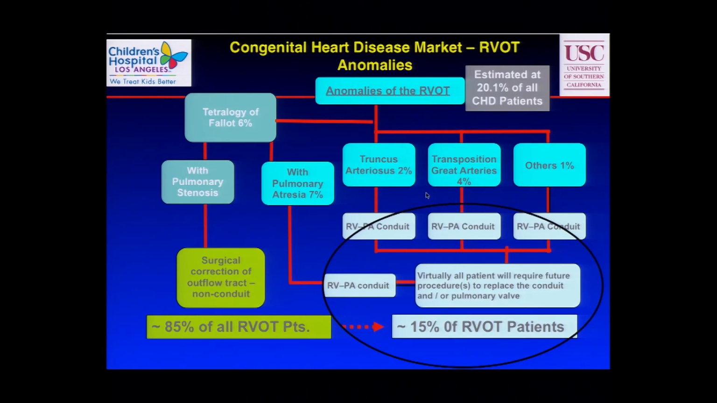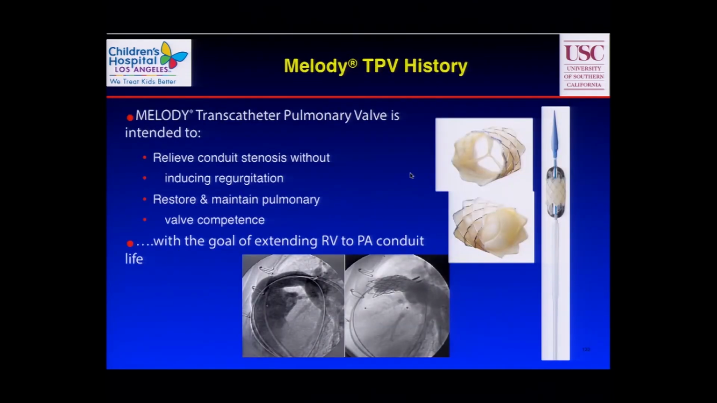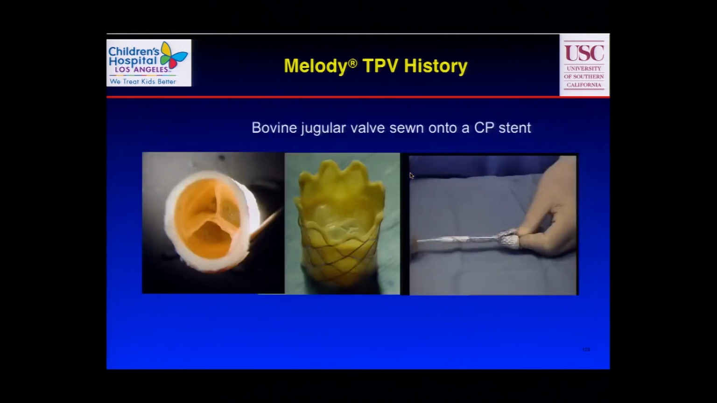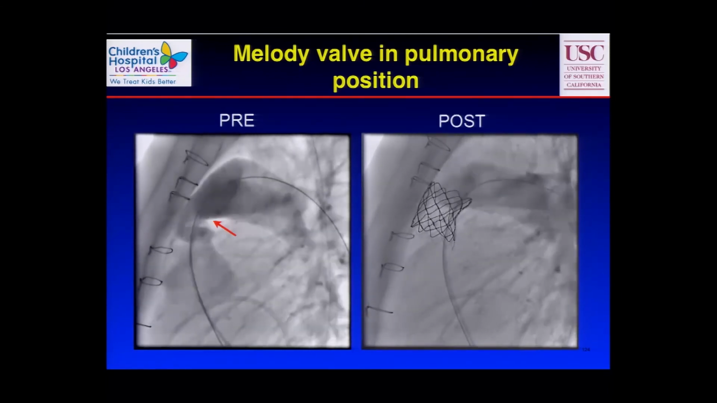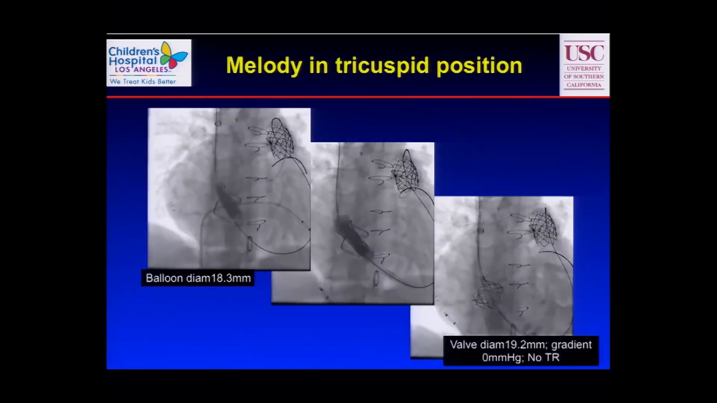I'm sure that with new inventions and new technology, you're going to start putting valves into native outflow tracts as well. So you guys are a little bit familiar with the pulmonary valve. It's made out of bovine jugular vein with the valve sewn onto a CP stent. This is what it looks like, and it delivers through a 22 French system. This is in the pulmonary position, but you know that in the last few years, it's gone into the tricuspid valve as well.